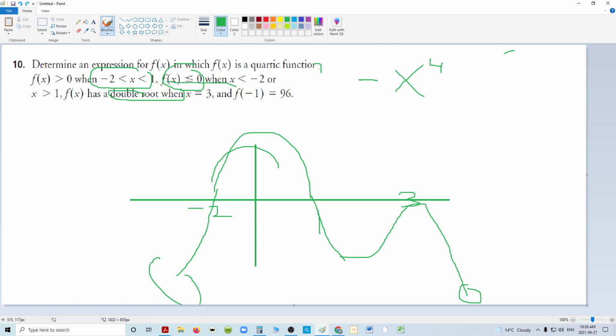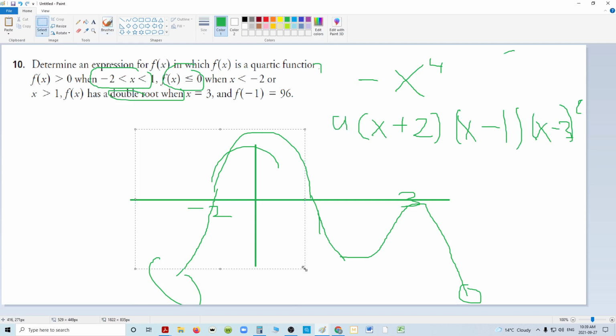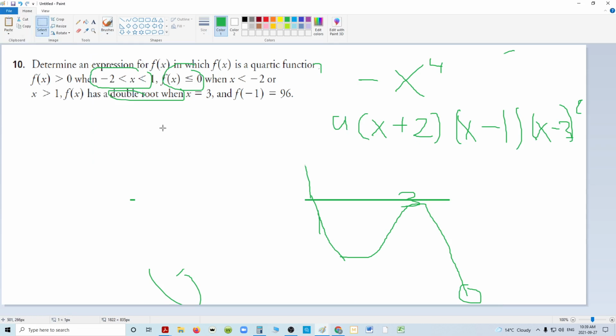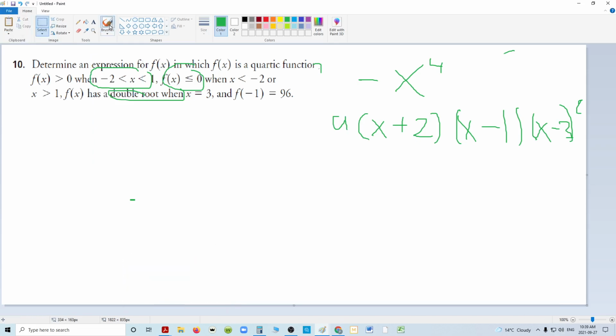They also tell us that f of minus 1 is equal to 96. Now you have a lot of information. You can write out your quartic function. You can write out its roots like that. And they told us it's got a double root at 3, so you can square it. Now you've accounted for all your factors, but there's always a number in front. Fortunately, they give us an answer. They told us when f of minus 1, the result is 96.